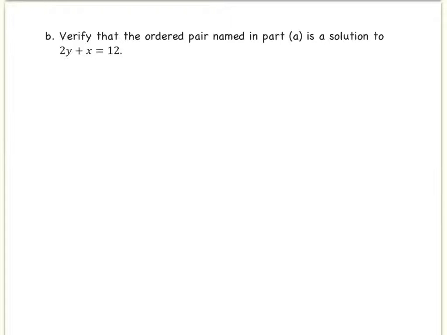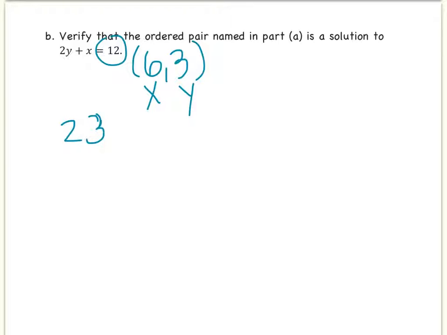So now all I'm going to do, my solution we said was 6, 3. My x value is 6, my y value is 3. All I'm going to do is plug these values into my equation and make sure that it does in fact equal 12. So I have 2 instead of y, it's going to be 3. And 2 and 3 are attached with multiplication, so I'm going to put a multiplication sign in between them. Plus x, my x value is 6, and it should equal 12.